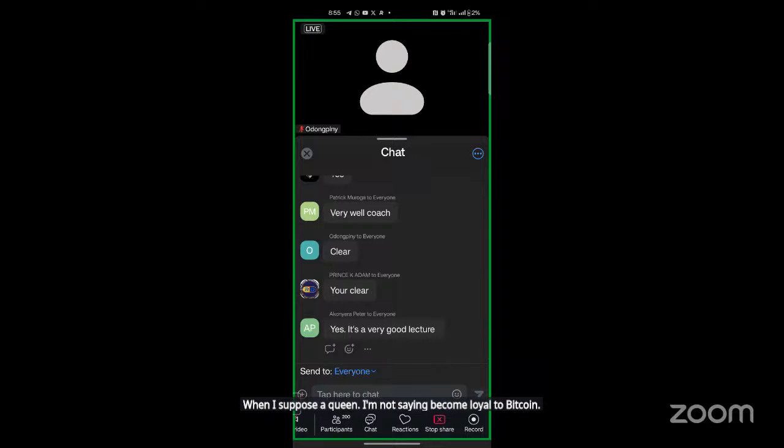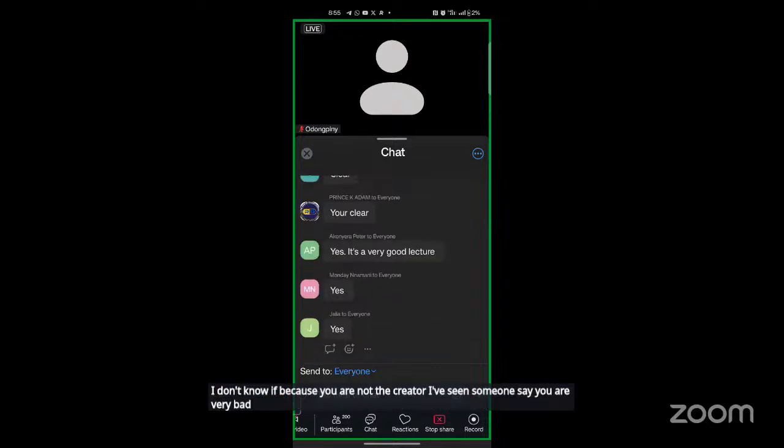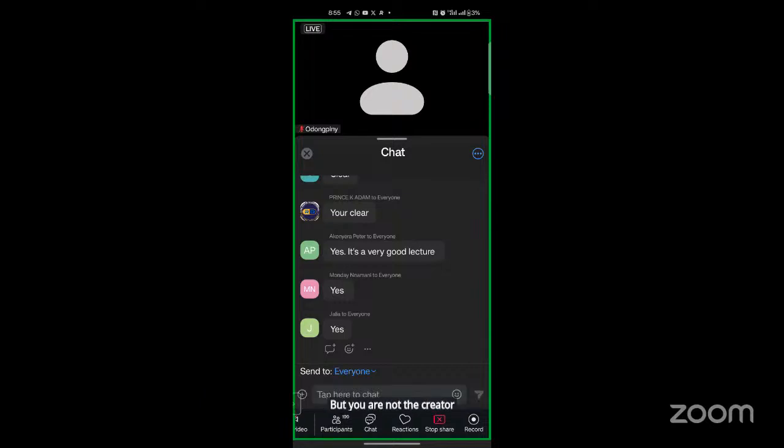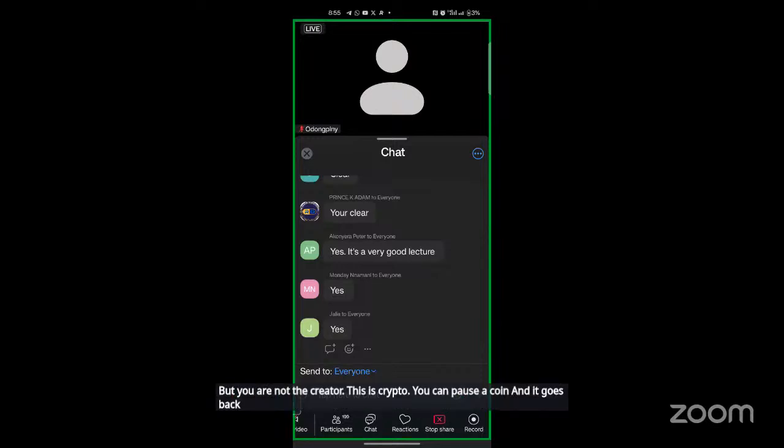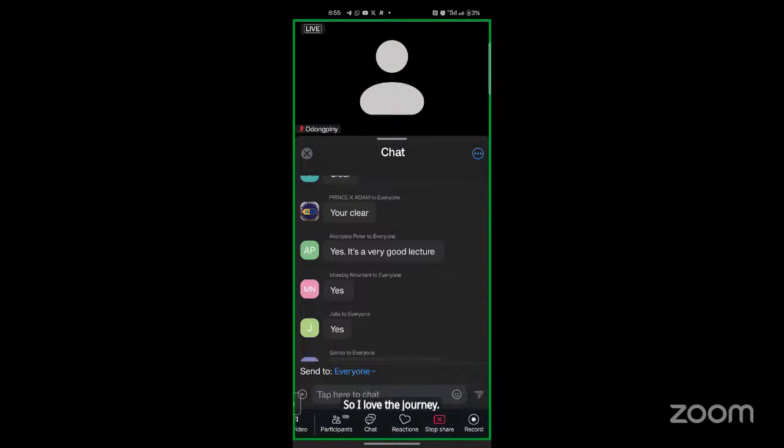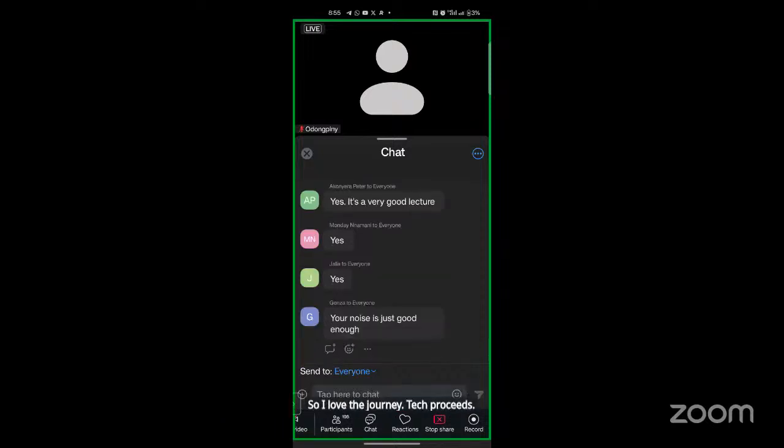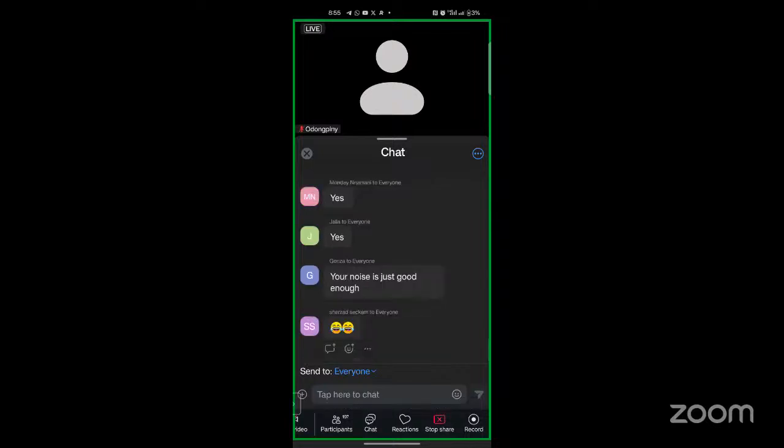I've seen someone say you are very bad, I want to have my coin. But you are not the creator. This is crypto. You can pause a coin and it goes back to where it came from. So, along the journey, take profit.